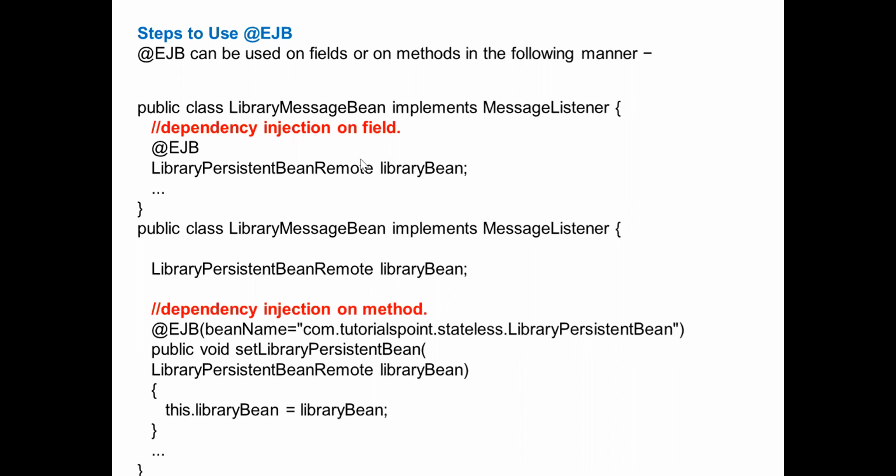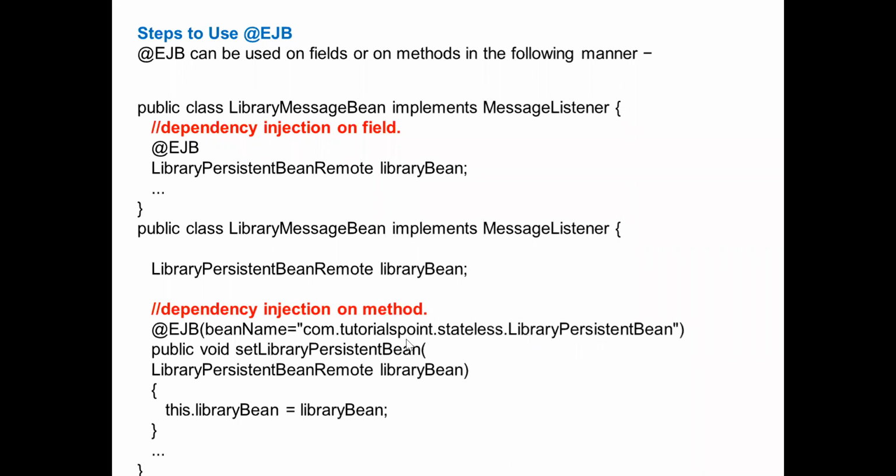In the second one, we can see dependency injection on a method. One is the field and another is the method. How will it be written? With the @EJB annotation, I can use beanName equal to example, and I can write com.tutorialspoint.stateless.LibraryPersistenceBean.